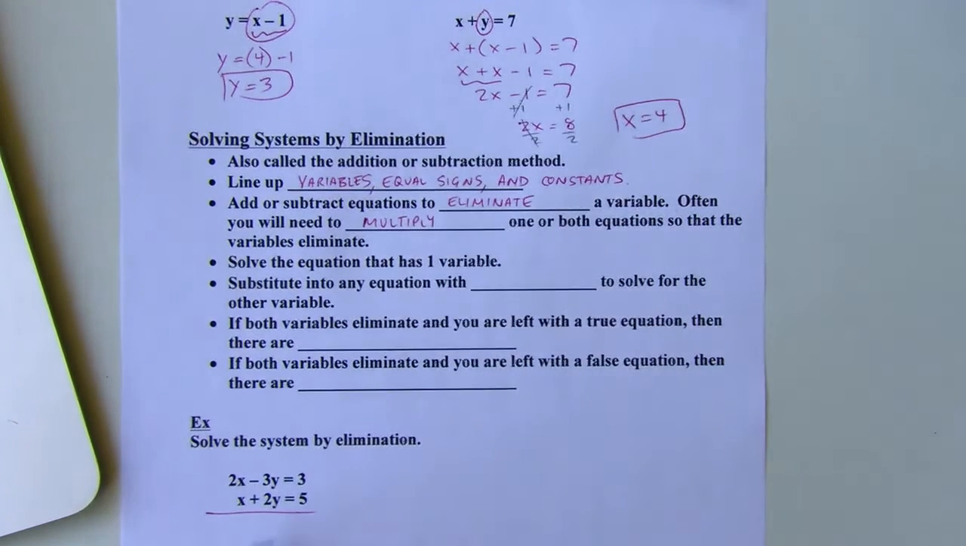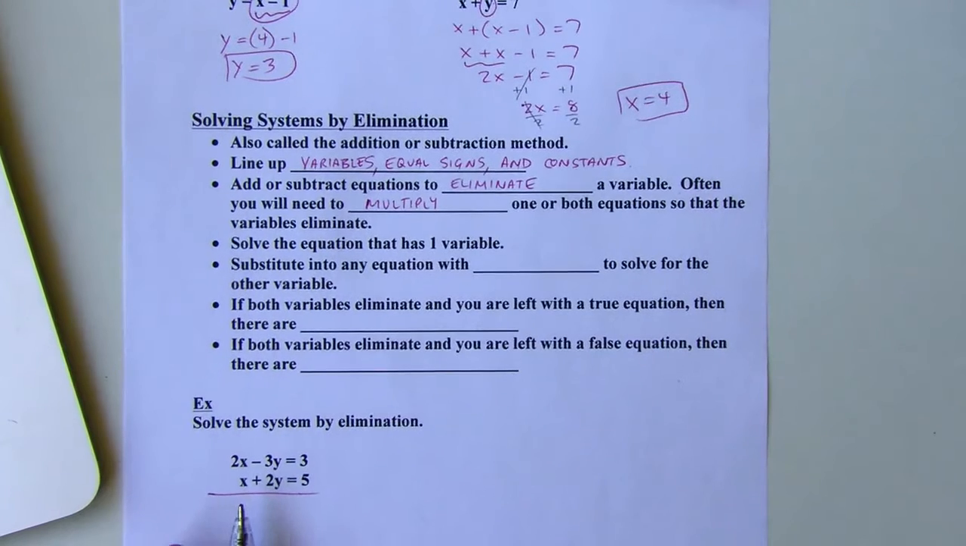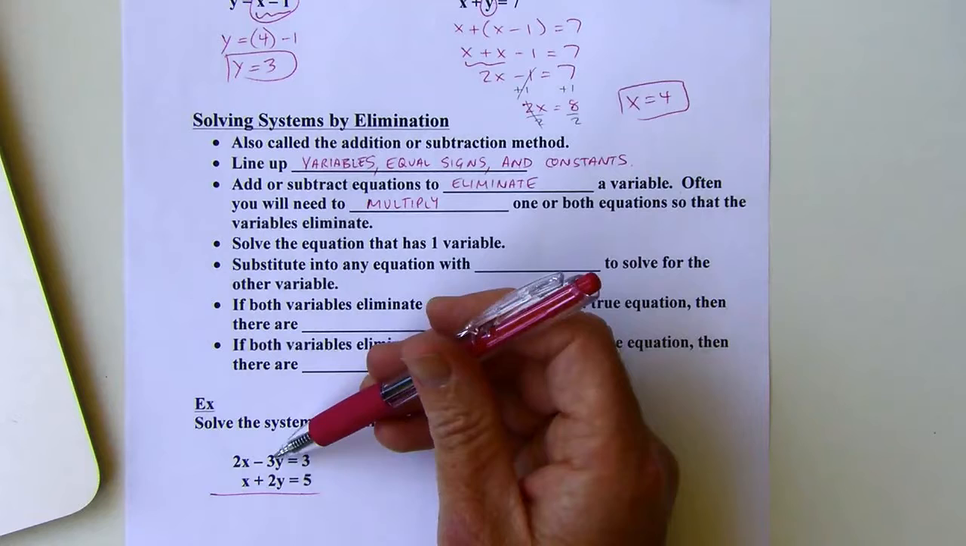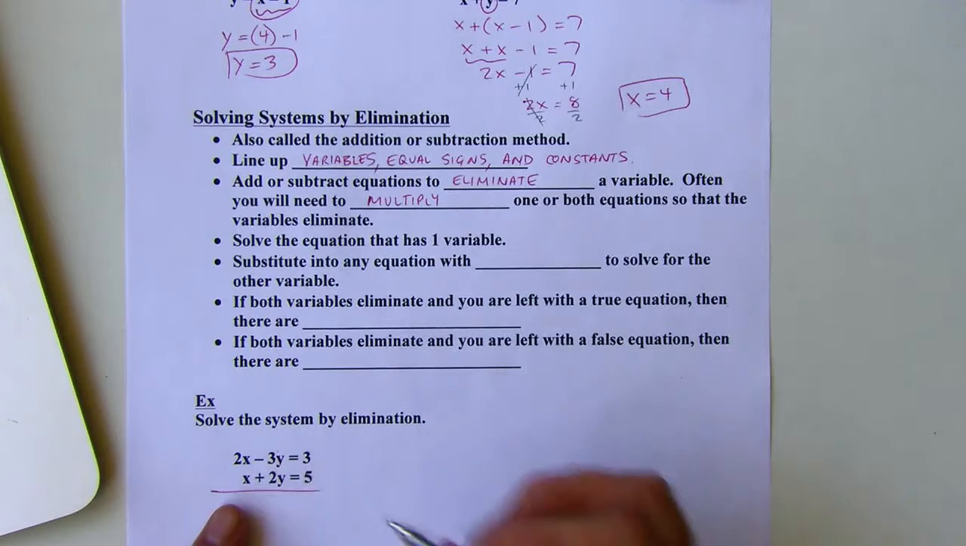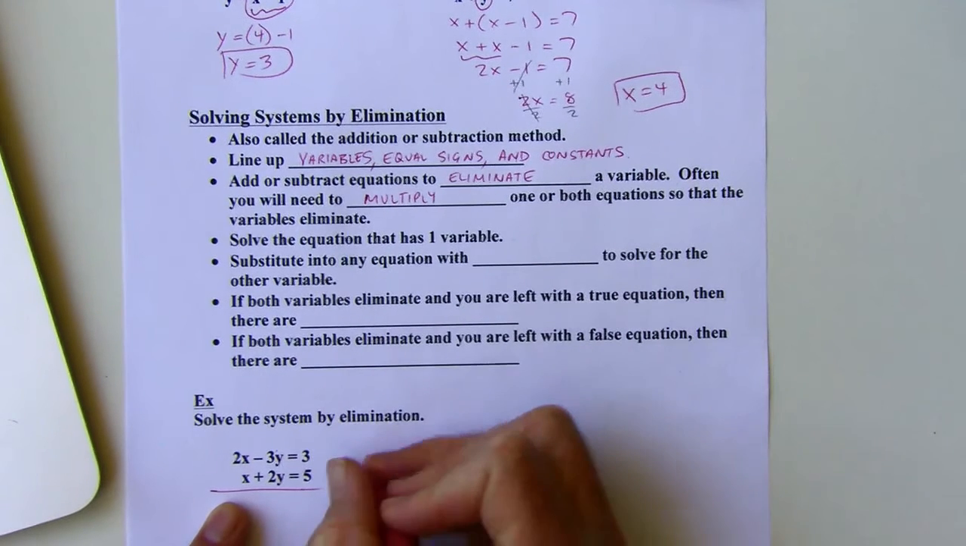Okay, so instead of just adding these or subtracting them as they are, I want to think, okay, I got to choose. Do I want to eliminate the x's or the y's? You can choose. It doesn't matter. It's up to you. For me here, the x's are easier because I want to get those to be opposites. And I could do that with the y's. I could multiply this by 2 and that by 3, and then I'd have negative 6y and 6y. But it's easier to do the x's, because then I've only got to multiply one of these equations.